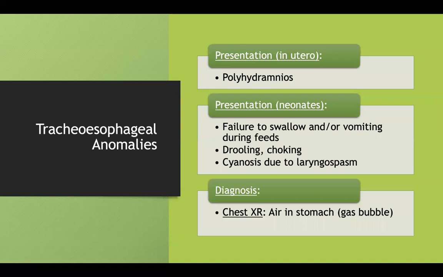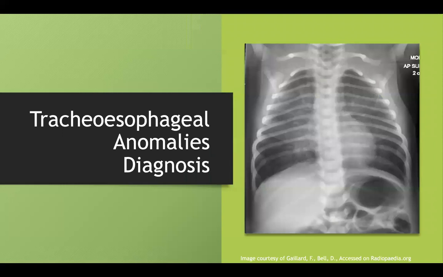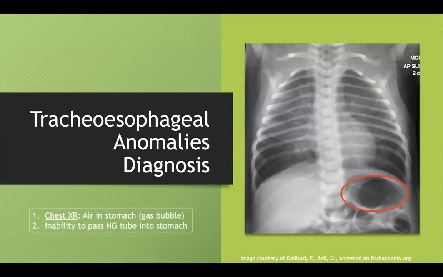On a chest x-ray, you're going to see 2 things. You can see a gas bubble or air in the stomach because of the trachea's connection, or you might also see an inability to pass an NG tube into the stomach. And so both of these are visible in this picture here. We have a big air bubble right here in our stomach, and then an inability to pass an NG tube.